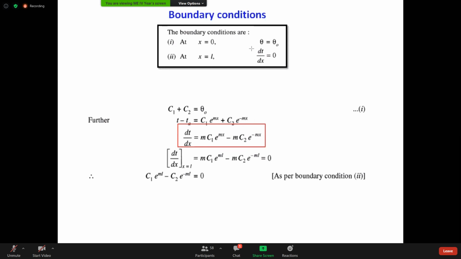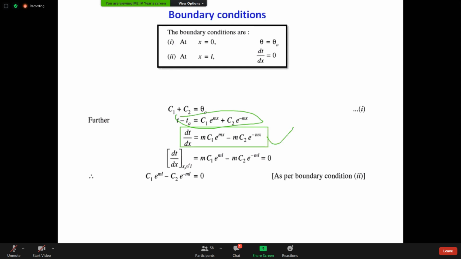Why do we have to differentiate? Because our boundary condition is dT/dx equal to 0. Where dT/dx is equal to 0, at x is equal to L. Keep in mind, you should not substitute 0 at x is equal to 0. As per our boundary condition, at x is equal to 0, we have to substitute dT/dx is equal to 0. So this is the condition we obtain, and then after that, dT/dx you are supposed to calculate. That means after differentiating this, you got this equation.